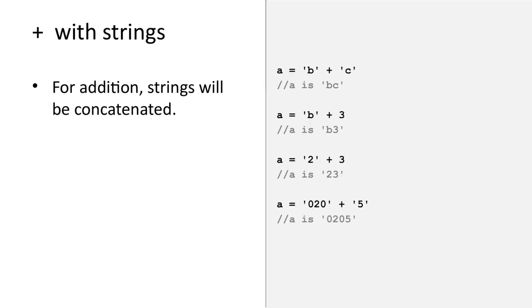The addition operator with numbers and strings. If both operands are numbers, then the behavior is as expected. The result will be a number. If both operands are strings, then the strings get concatenated. The result will be a string. If only one operand is a string, then the other operand will be converted to a string, and the two strings then get concatenated. Note that numeric strings are not converted to numbers.